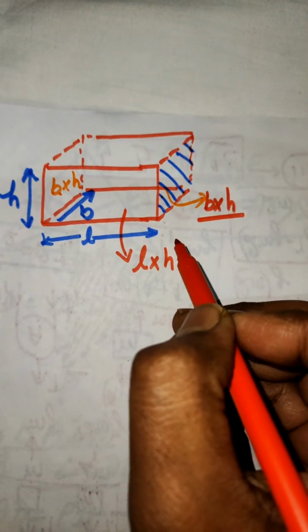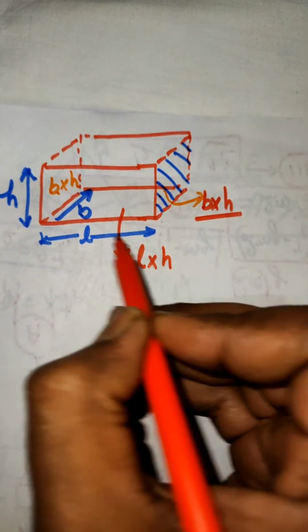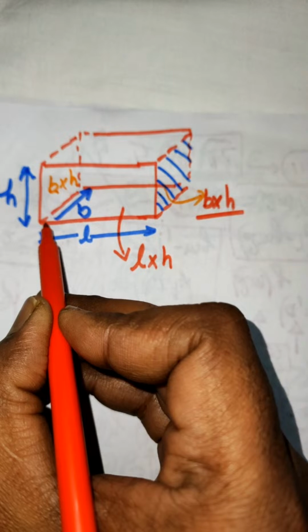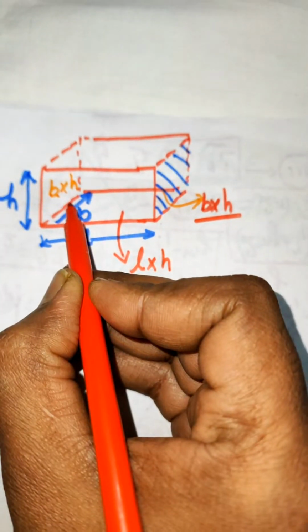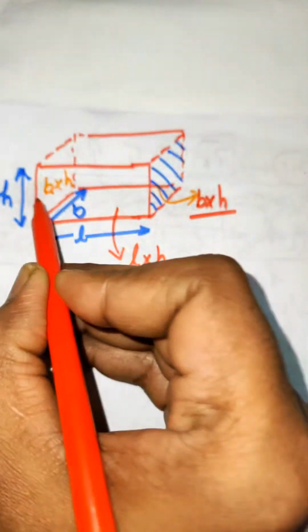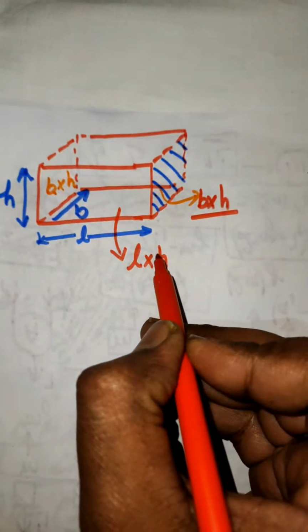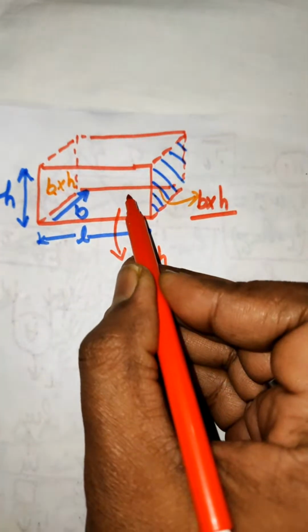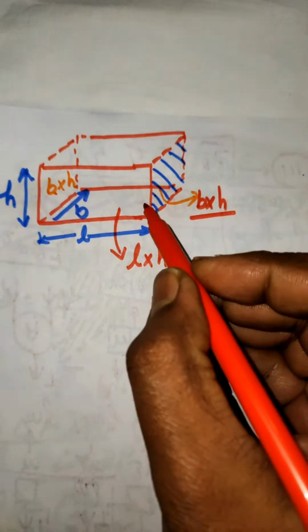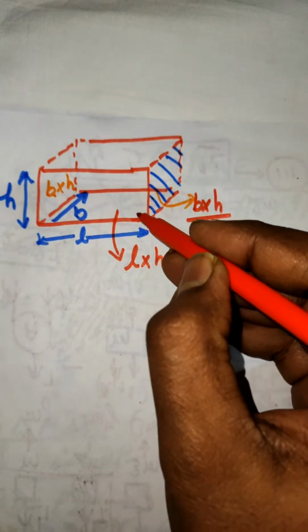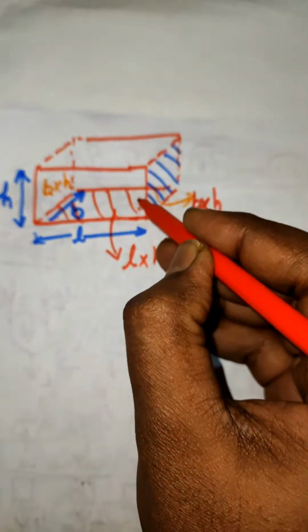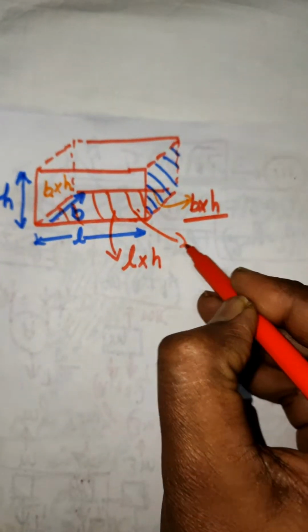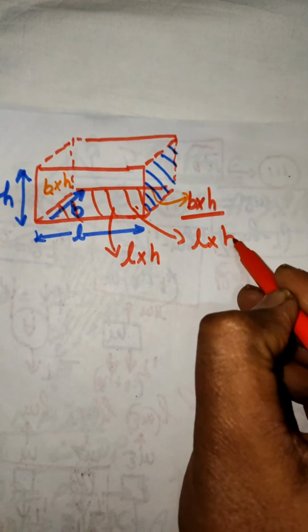And what is the third side? That is this height and this breadth. This height and this breadth we have already taken. We have taken L into H, and L into B is the third side which is adjacent to it. That is, you can see the bottom portion, this one. I am just marking it here. This is L into B.